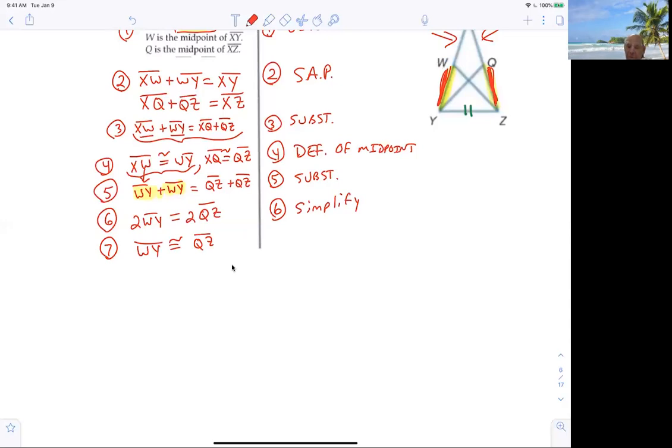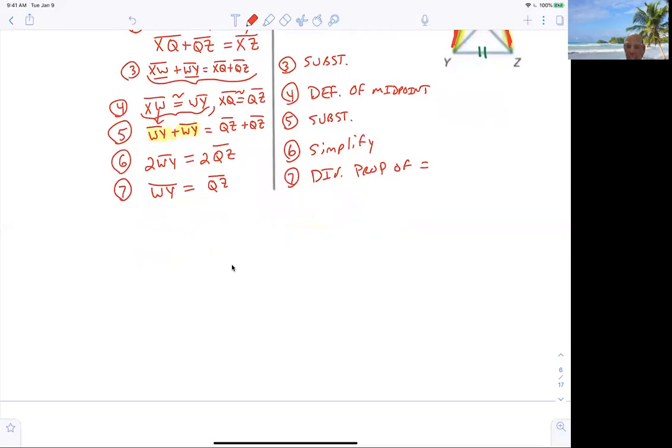Well, and actually I should just do this, just to be annoying. WY is equal to QZ, and that's the what? Division property of equality. Because I'm trying to prove that WY is equal to QZ. And now I'm just going to be annoying, and we're going to say because they're equal, they are also what? They are congruent. So that's definition of congruent. All right.